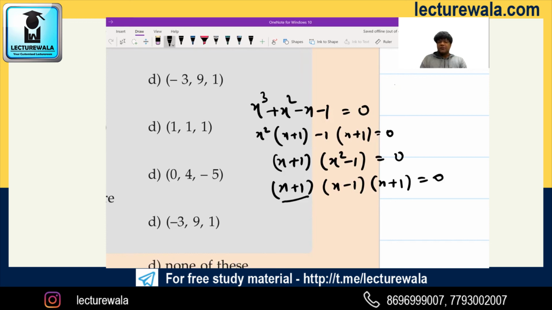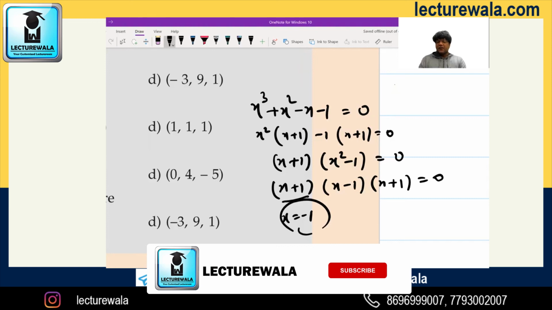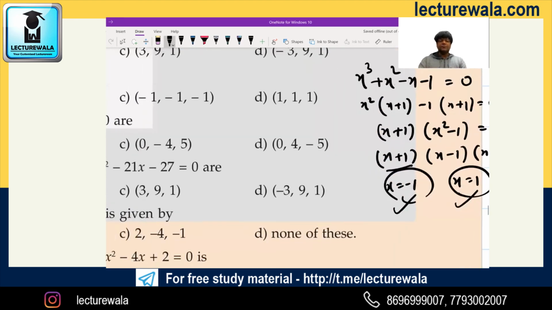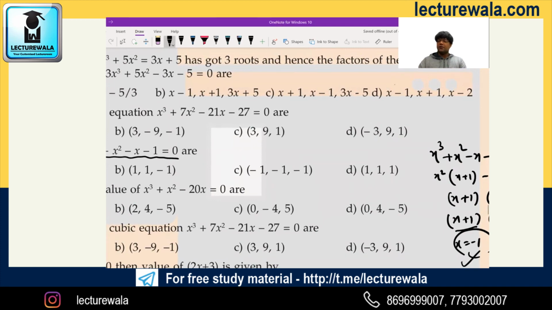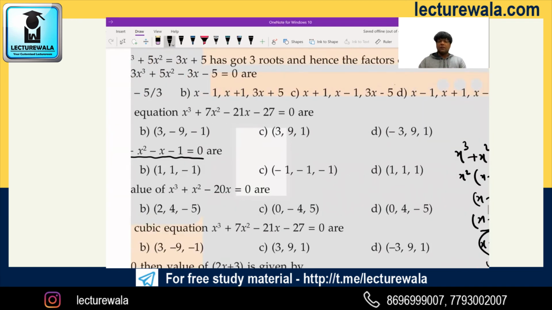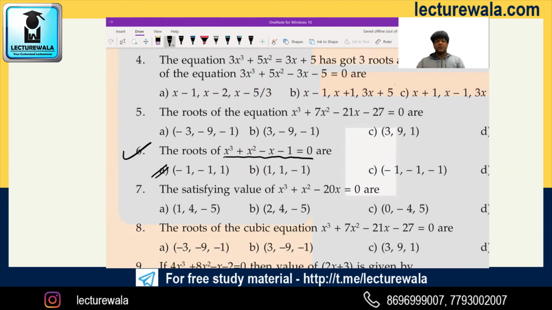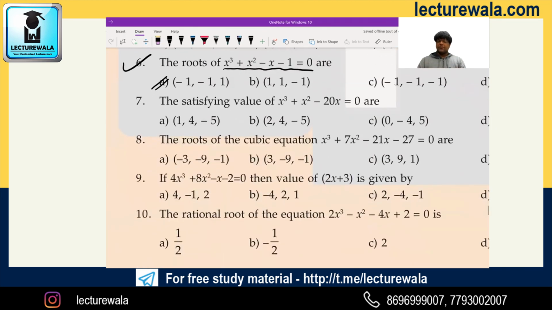So if the first factor is 0, you are getting x is equal to minus 1. If the second factor is 0, you are getting x is equal to 1. If the third factor is 0, you are getting x is equal to minus 1. So from here you are getting three values. What? Minus 1, 1 and minus 1. Two values minus 1, one value 1. Where is the option? Yeah, A option. Two values minus 1, one value 1. Okay, so if values are different, you put and solve, no problem. All values are same, 1, 1, 1, minus 1, minus 1, and that time you solve it.